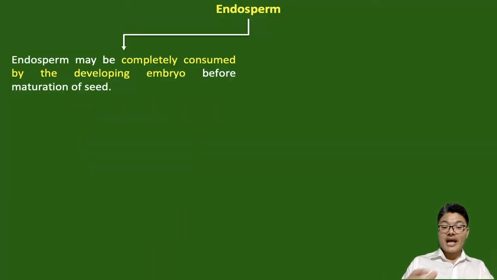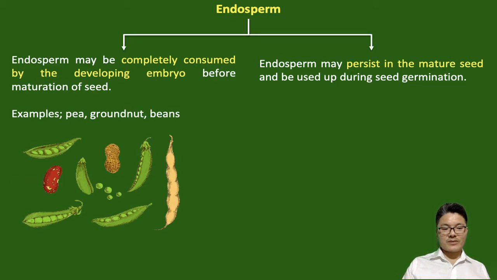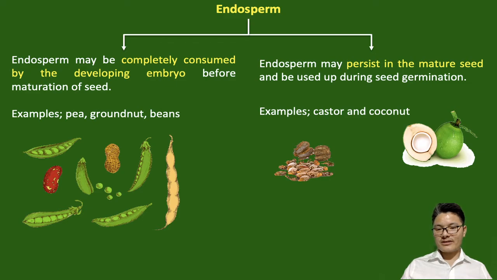Now we have said that endosperm may be completely consumed by the developing embryo, and we may not find endosperm in mature seeds in case of some seeds. For example, in pea, groundnut and beans, there is no endosperm. So the seeds of pea, groundnuts and beans can be called non-endospermic or exalbuminous or non-albuminous seeds. But in case of some seeds, like coconut and castor, we have endosperm in the mature seeds.